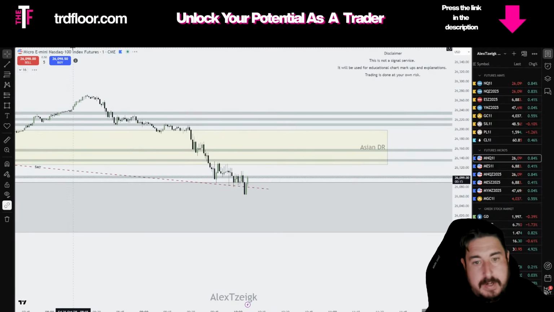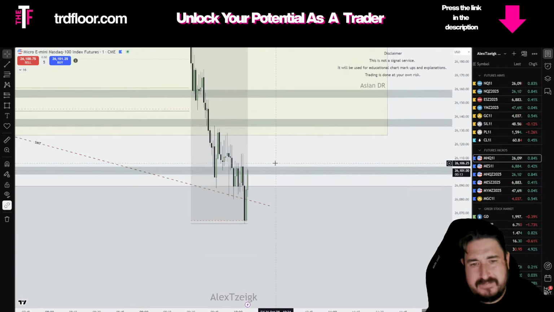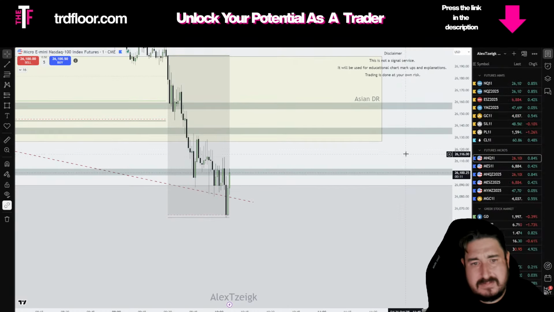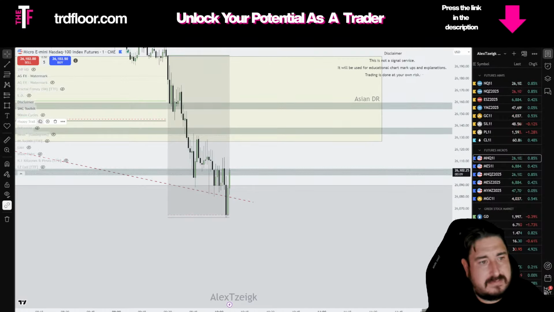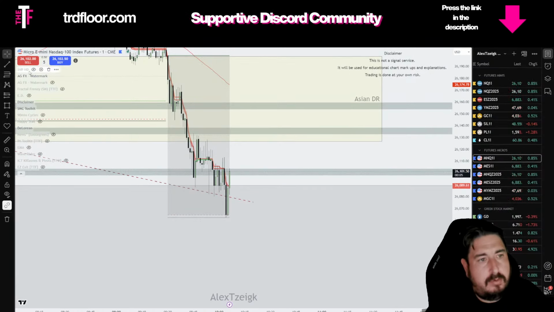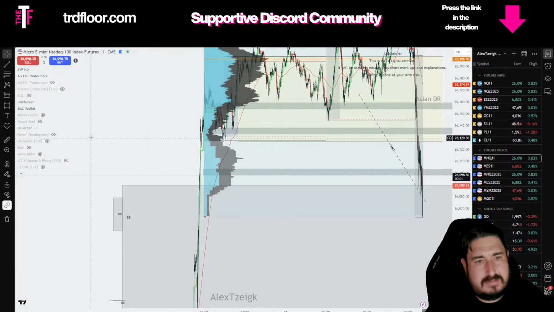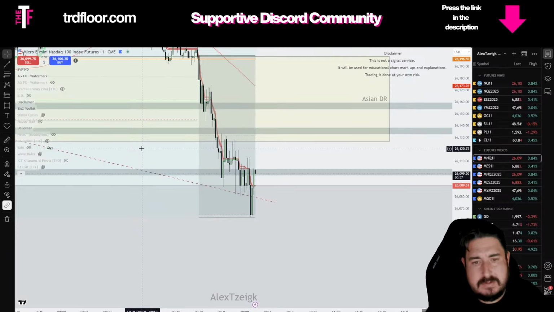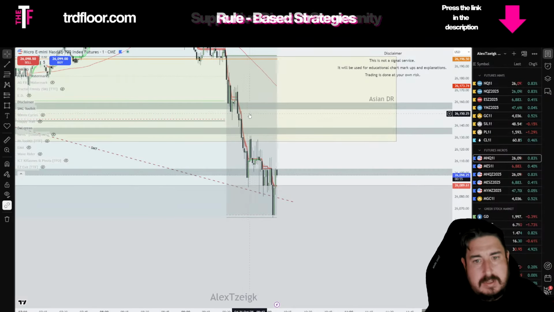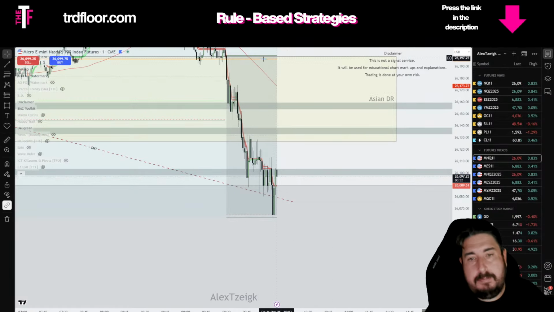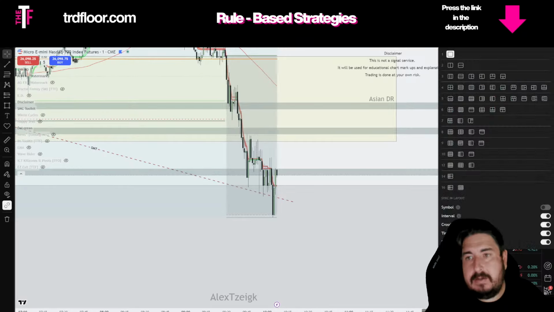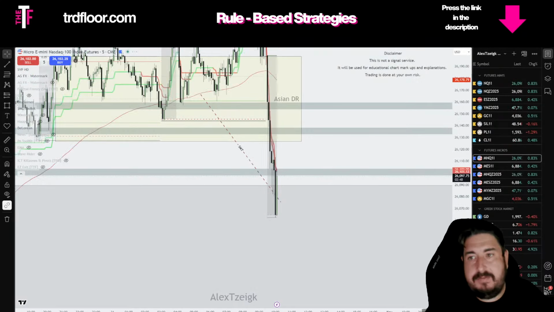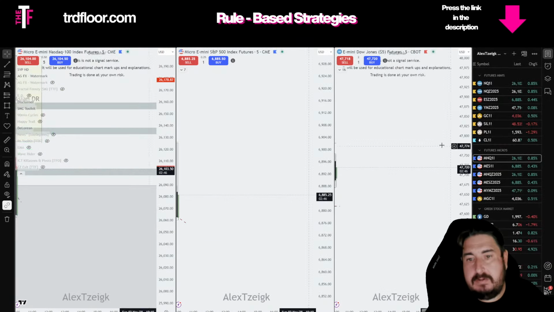Okay, price is reacting from the higher time frame order flow. The only problem is that price is against Asia. Let's check if the SMT is still valid.